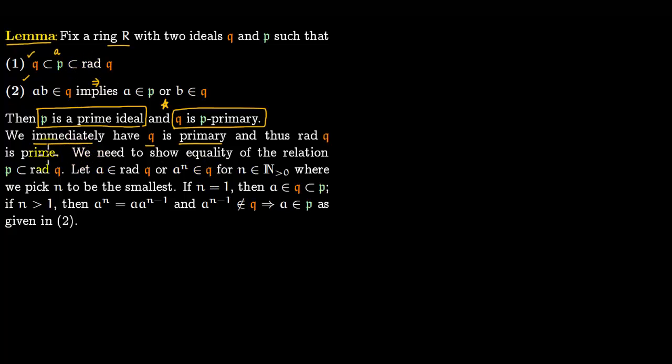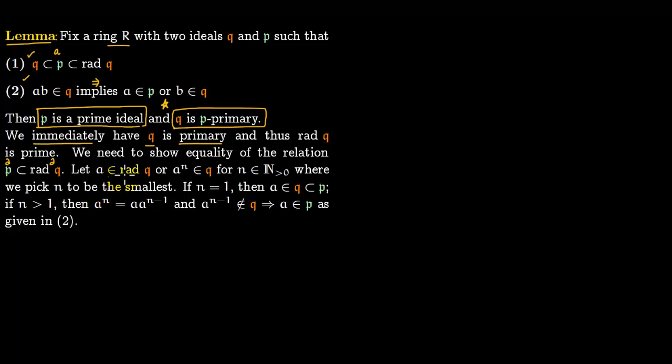So the only thing we need to show is that there is equality here. P is precisely radical of Q, that is, P is the underlying prime ideal for Q. So P is radical of Q. For this equality, we are going to start with some A in radical of Q and end up showing that this A actually lies in P.